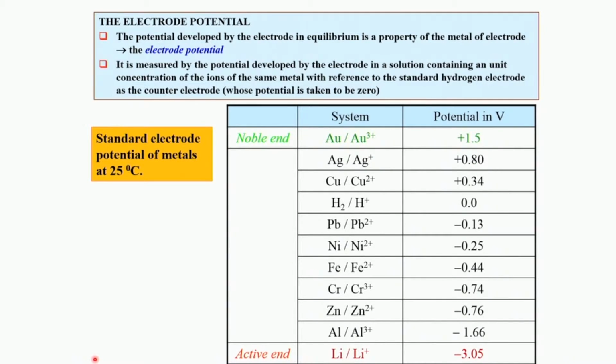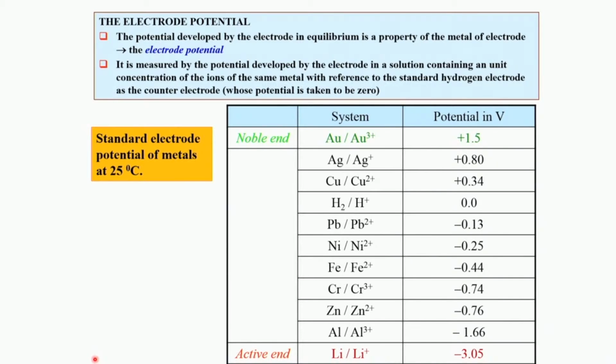Now, when you expose metallic materials in any aqueous solution, you will find that a potential is developed by the electrode in equilibrium, which is called the electrode potential. Usually the standard electrode potential is the measure of the tendency of metallic materials to corrode. For example, if the metallic material or electrode is exposed in a solution containing a unit concentration of the ions of the same metal, with reference to the standard hydrogen electrode as the counter electrode, this is called the standard electrode potential.